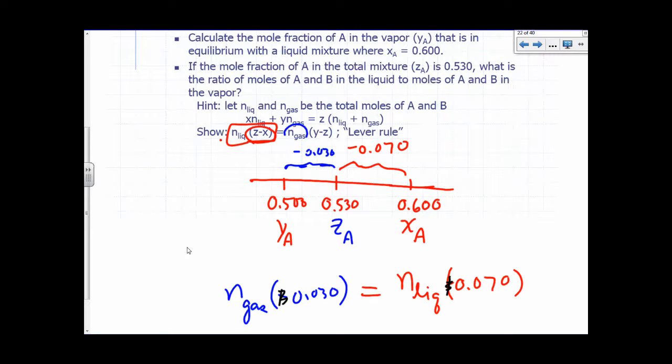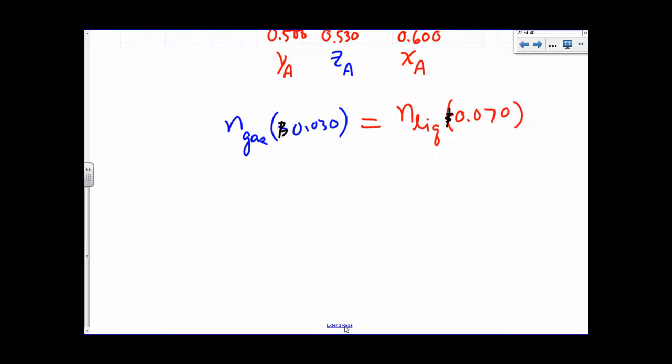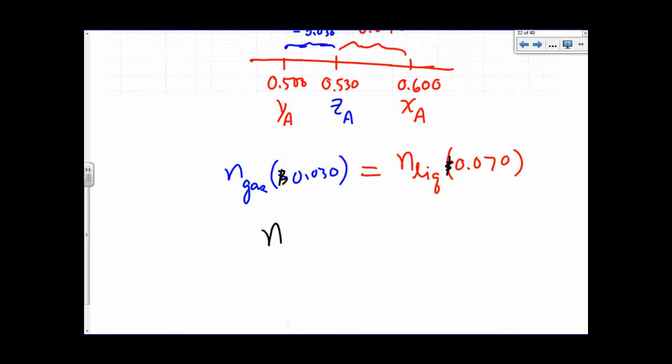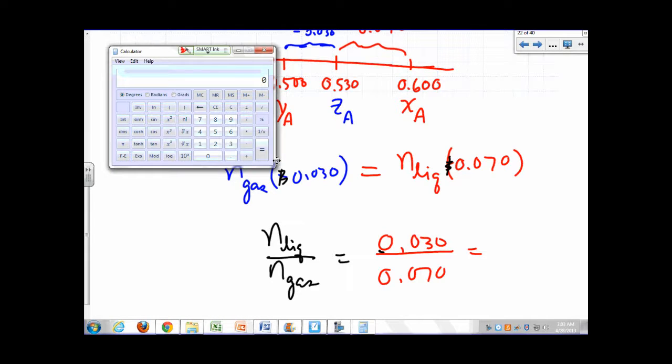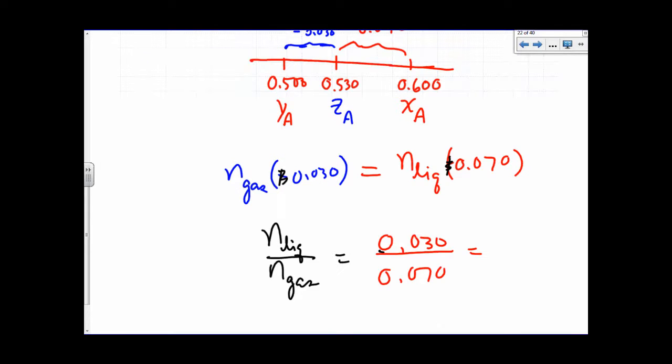So you can get the ratio. What you're being asked for is the ratio of moles of A and B in the liquid to moles of A and B in the vapor. So you want N liquid over N gas. So it's 0.070 over 0.030 divided by 0.070. 0.03 divided by 0.07 is 0.429, so that's going to be 0.43.